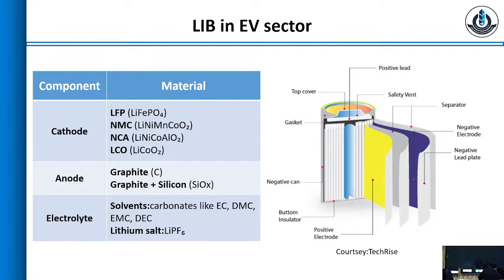So this is dimethyl carbonate. You have two methyl groups with a carbonate. These are basically acting as solvents in the electrolyte, and then a lithium salt is used along with them.